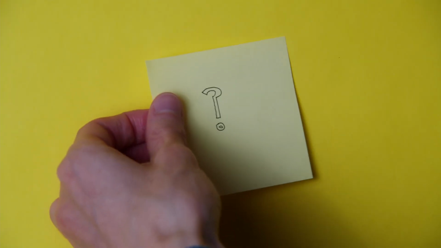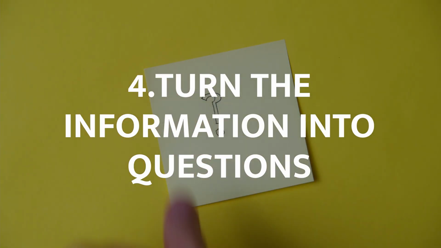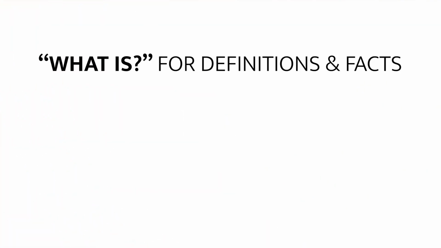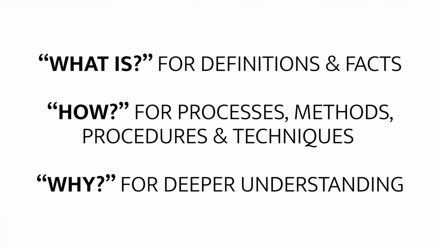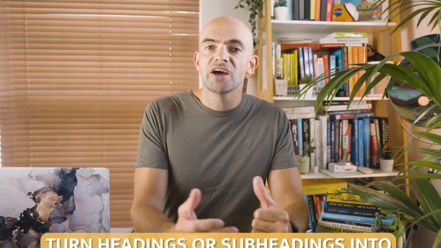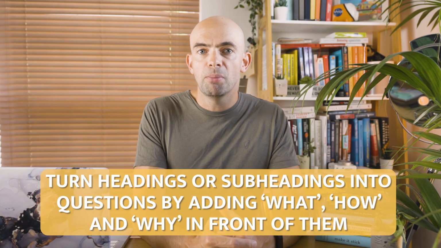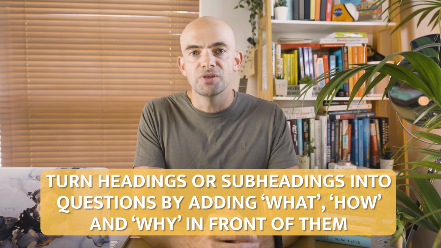A better way to engage with the new material is to turn the information into questions. For definitions and facts, you might want to use what is type questions. For processes, methods, procedures, or techniques, you might want to use how questions. And to test your deeper understanding of new content, you might want to ask yourself, why does this happen? A really quick way to generate lots of questions is to turn headings or subheadings into questions by adding what, how, and why in front of them. This will then stimulate your curiosity at or before the initial learning event and means you'll have a list of questions you can revisit at a later time.